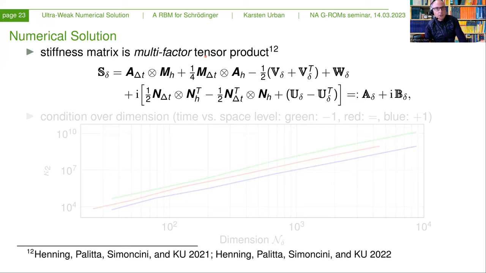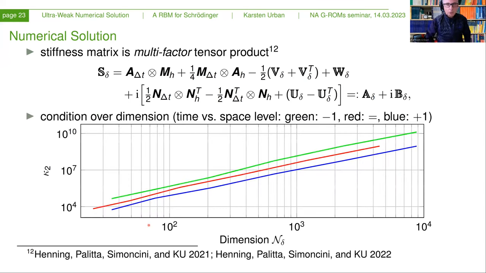So that means the stiffness matrix is a multi-factor tensor product. And in order to solve that efficiently, you need very clever ideas from numerical linear algebra, where there are people that know that much better than me, like Valeria Simoncini, Davide Palitta, and others. So I'm not going to talk on that today. However, what we can see is that, of course, the condition number grows with the dimension of the matrix. So that is not a surprise.